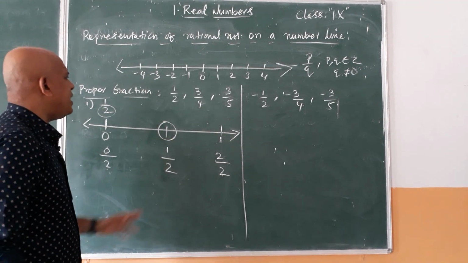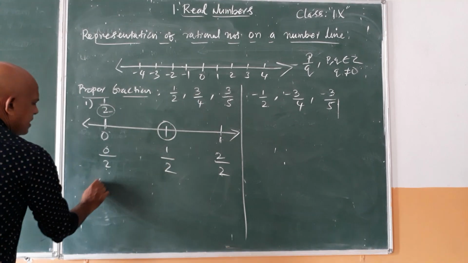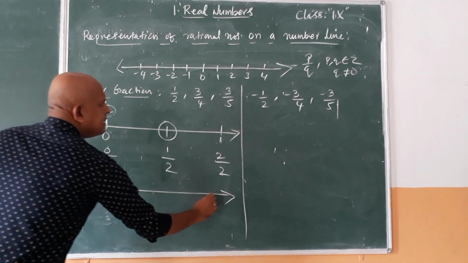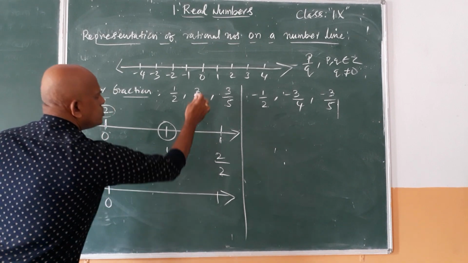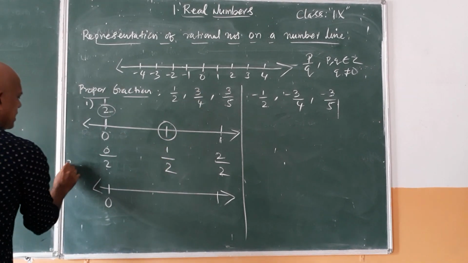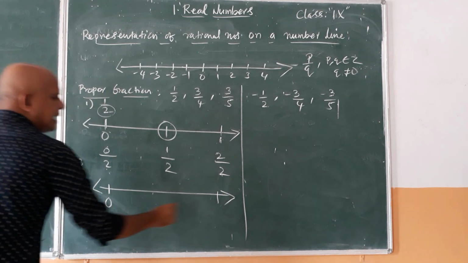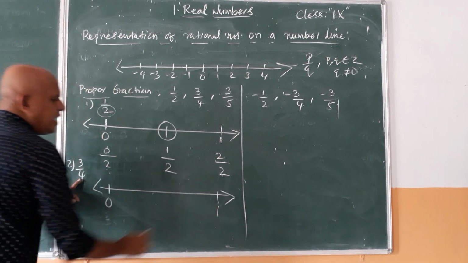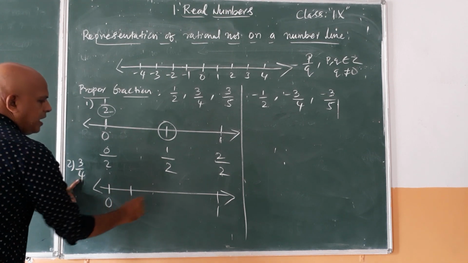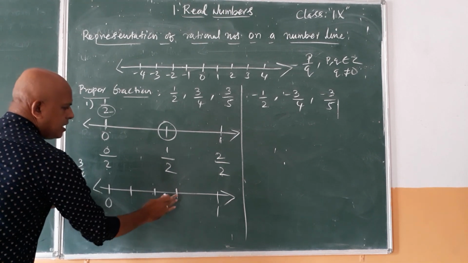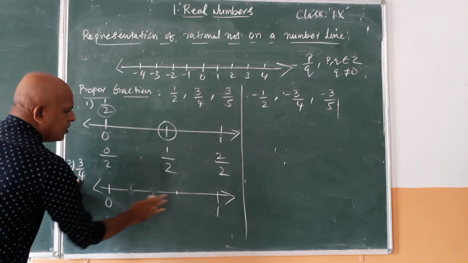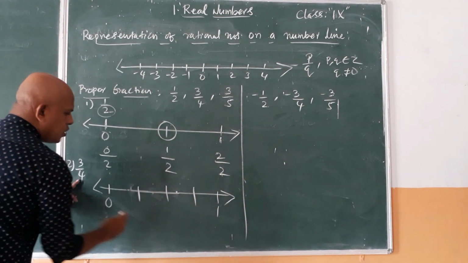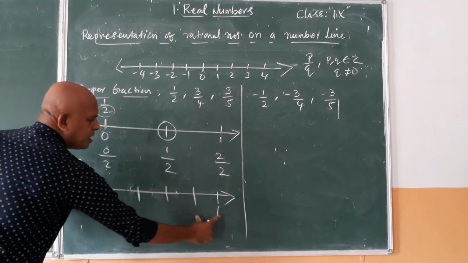Now suppose we take 3 by 4. Again this is 0 and this is 1. We have to represent 3 by 4 here. This is the second problem, 3 by 4. The denominator is 4, so between 0 and 1 we have to divide into 4 equal parts. I am doing it approximately with a scale, but you can do it perfectly. 4 parts means we get 3 lines, 1, 2, 3. So up to here 1 part, 2 parts, 3 parts and 4 parts.